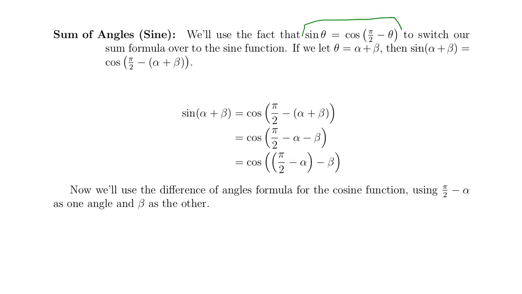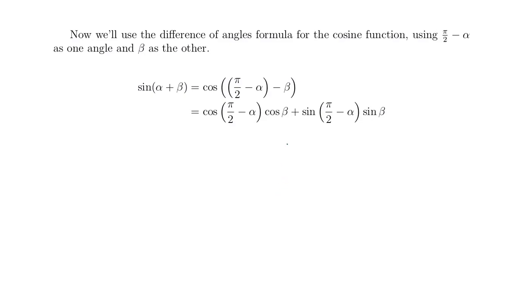So all of this stuff is still going to be true. Now what we're going to do is say sine of alpha plus beta is equal to cosine of pi over 2 minus alpha plus beta. Same thing is right here. Then I'm just going to distribute this negative through. So that's why I have minus and minus here. And then I'm going to group these two things up: pi over 2 minus alpha, minus beta. So now we have a difference of two angles in a cosine function. One of the angles is pi over 2 minus alpha, whatever that is, and the other angle is beta.